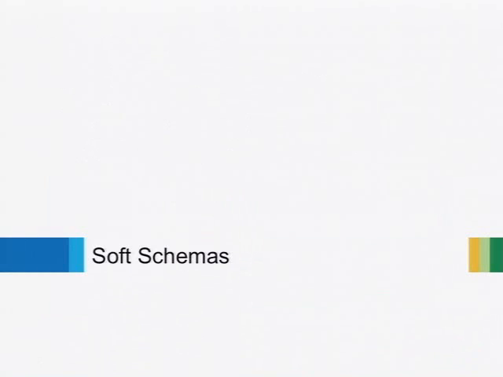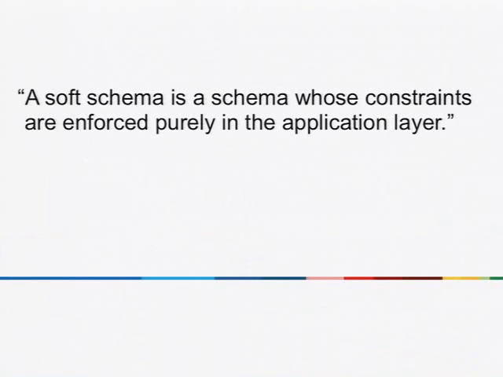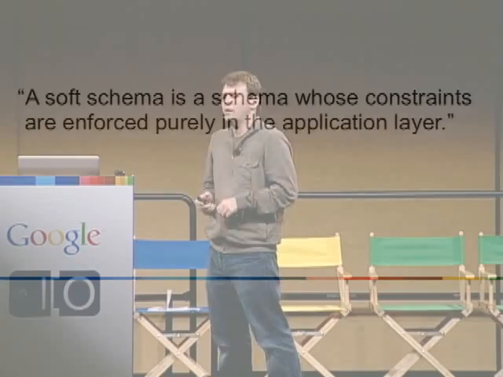So, soft schemas. Here's the definition. A soft schema is a schema whose constraints are enforced purely in the application layer. What do I mean by that? Well, this is a scenario where your application's expectations of the structure and the validation that's been applied to the data, that is the schema itself.